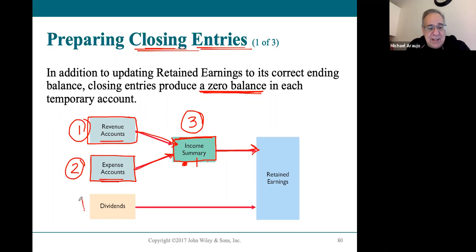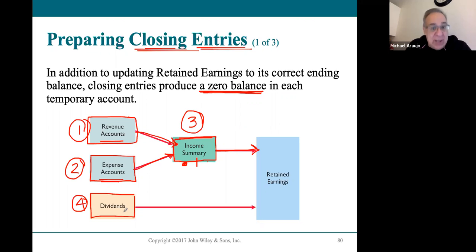And the very, very last step is relatively easy. The fourth step is we have to close the dividends account. Well, dividends, as you know, has a balance sitting on the debit side of the account. And so how do we close the dividends account? In other words, how do we get the balance to zero?